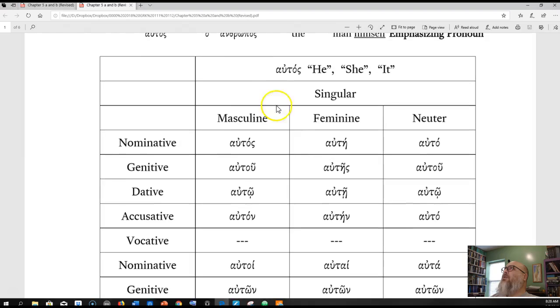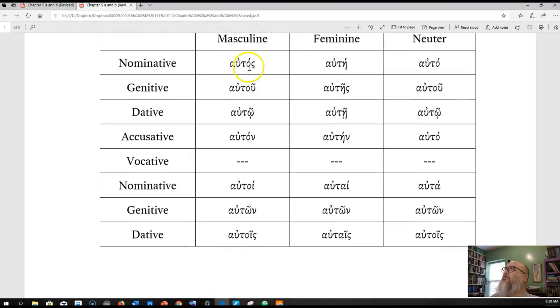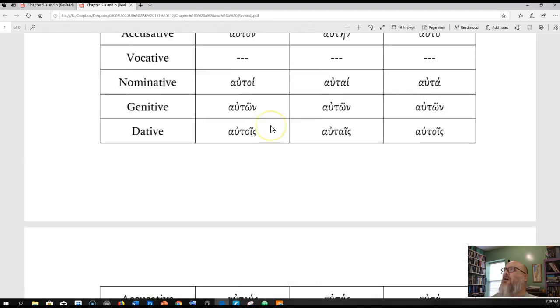When you come to the chart, this really is the definite article chart in terms of the endings. So if you know the definite article chart, you know all these endings. The only one you really have to memorize is this os. And that's the standard masculine nominative, so no problem there at all.